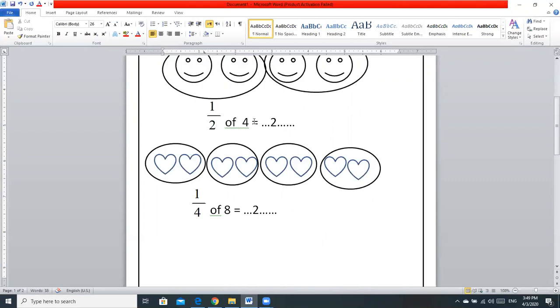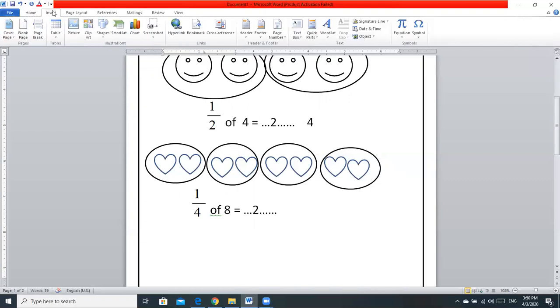So when I want to know the fraction of any number, I can use what? Division. Let's make it this way. Half of 4 equals 2. If I use the division and make 4 divided by 2, it's equal to what? 2. 2 times 2 is 4. The same answer or no? Yes. So half of 4 equals 2.